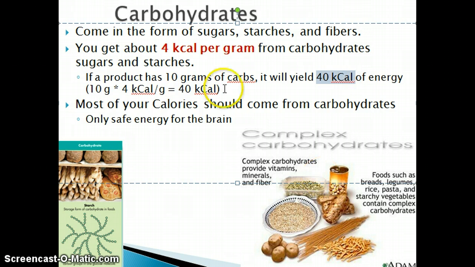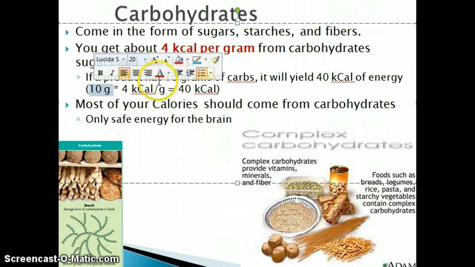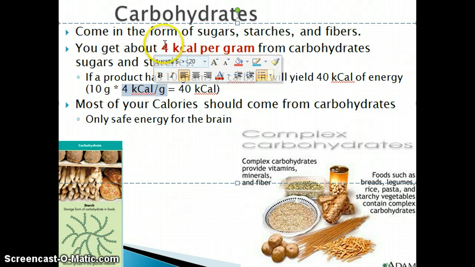How do you do that? Well, I took the 10 grams, I multiplied it by my energy density of 4 kilocalories per gram. See up here? And what's nice, grams canceled, and I end up with 40 kilocalories of energy. Now, most of your carbohydrates should be from starches, not simple sugars. And you need them because your brain needs them. It's the only safe energy source for the brain.